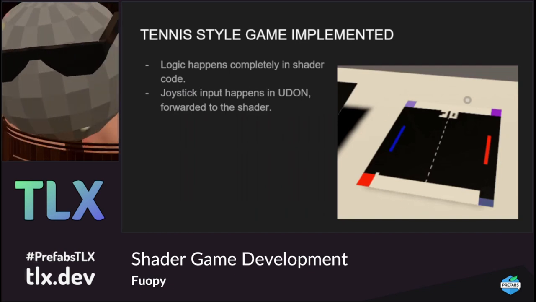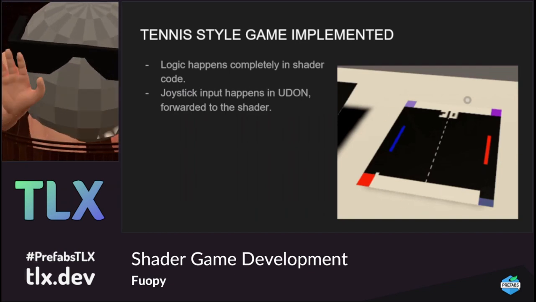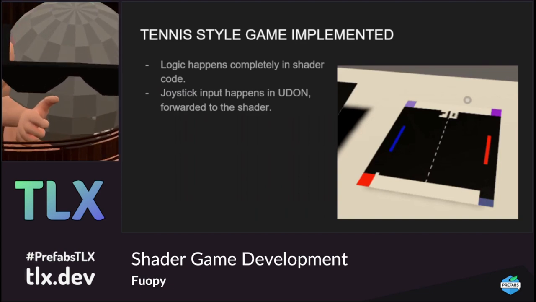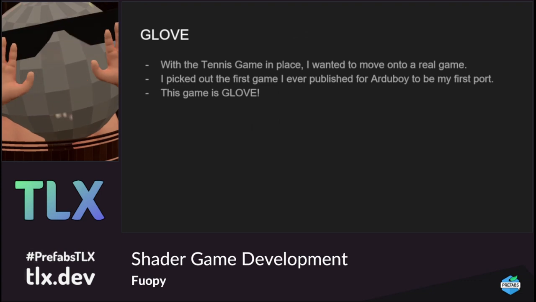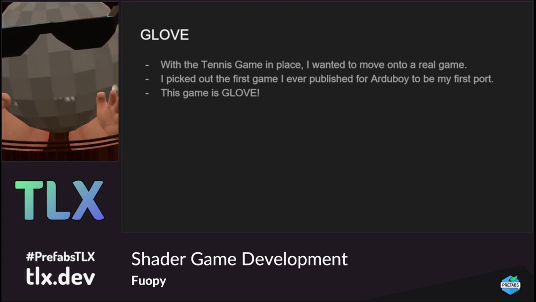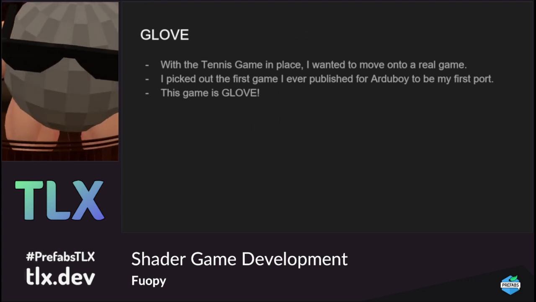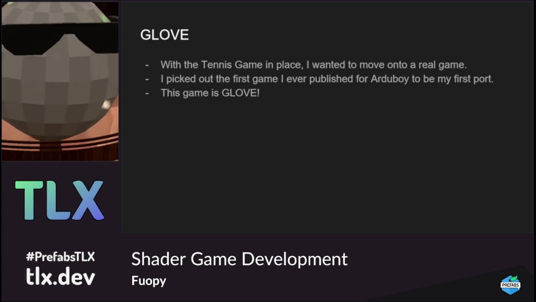And I mean, it ended up working, but anyway, it was a lot of fun learning very quickly. So I was pretty happy with what I got with 3 days of work, going from no shader knowledge to creating Pong. So yeah, next is Glove.